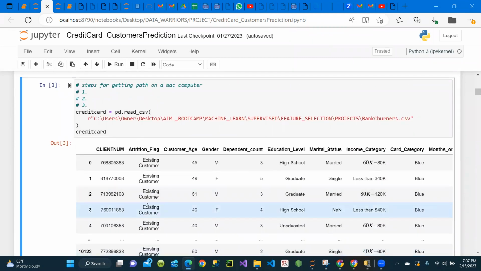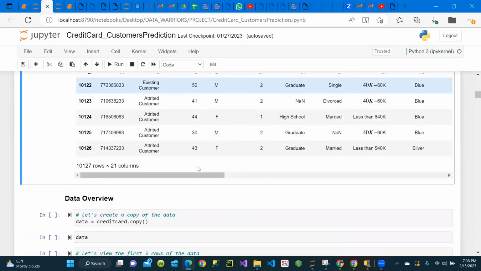When a column has a correlation of 1, let's say customer age and development count, they have a correlation of 1 using that correlation analysis. What you do is delete one and retain one.